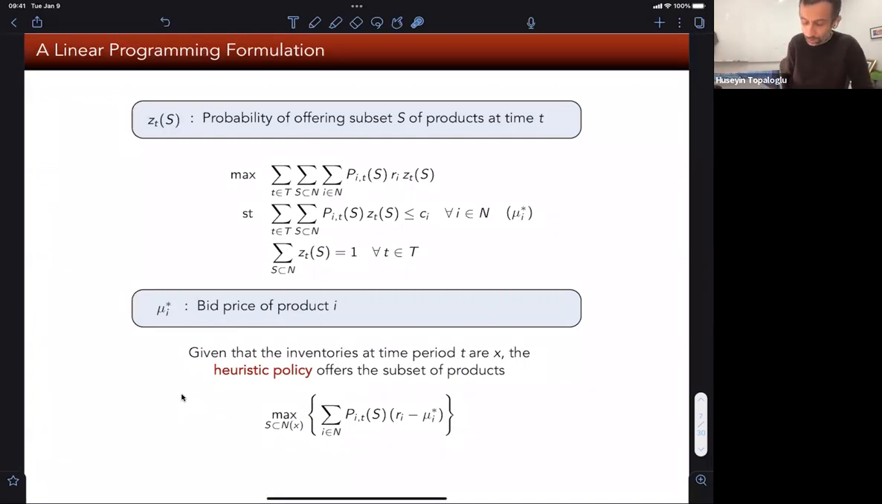And at time period T, if I offer the assortment S, this is the probability that a customer purchases product I. Summed over all products, this is the net expected revenue that I obtain if I offer the assortment S at time period T. And I'm choosing an assortment that maximizes the net expected revenue. The assortment that I choose always has to be a subset of the products for which I have inventories. Remember, NX was the subset of products for which I have inventories, given that my inventory vector is X. So this is the kind of policy that one derives out of this deterministic linear programming approximation. It's all based on using the dual variables of the capacity constraints to extract the bid price for each product type. So this is the form of the policy.